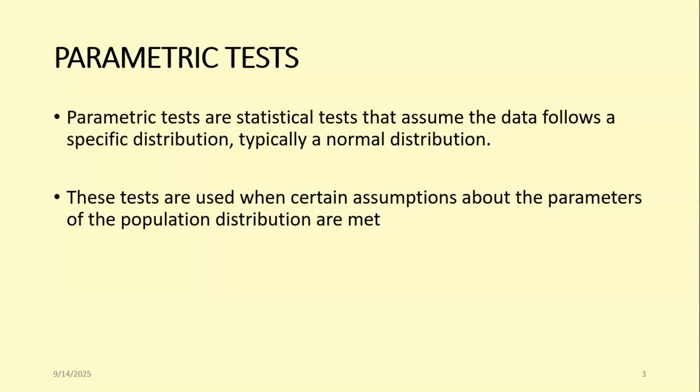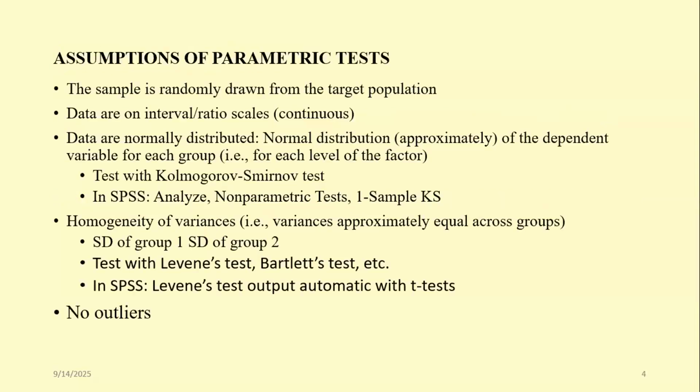So what are the assumptions for parametric tests? We have earlier said that parametric tests are those tests that can be done when the data is normally distributed. So if the data is not normally distributed, you will do non-parametric tests. These are the assumptions for parametric tests. For you to select any of the parametric tests, you have to look at these assumptions first. Number one, the sample is randomly drawn from the target population. So random selection of the sample at the beginning.